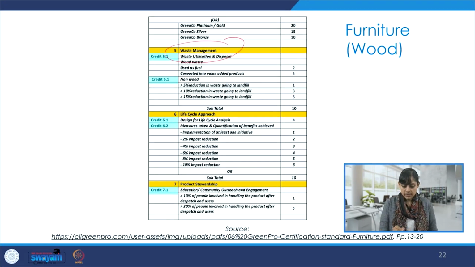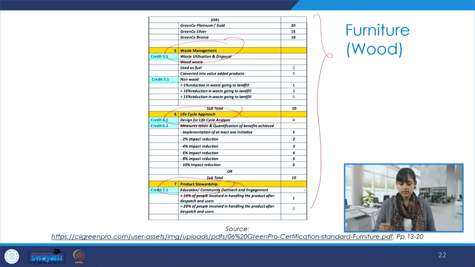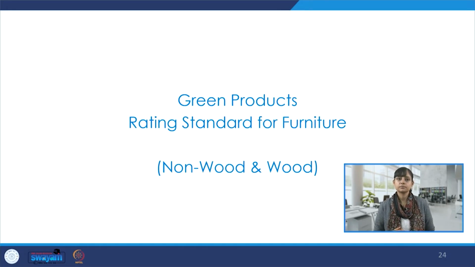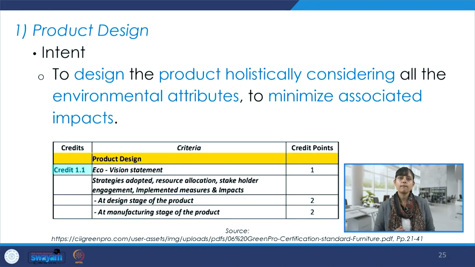Then, of course, the waste management, life cycle approach, product stewardship, that also has parameters listed underneath each classification, and then the points associated with it, and again innovation. So for all of these wood, non-wood furniture, we have this kind of inventory and reference points in place. Continuing further, with rating standard for furniture, both non-wood and wood.